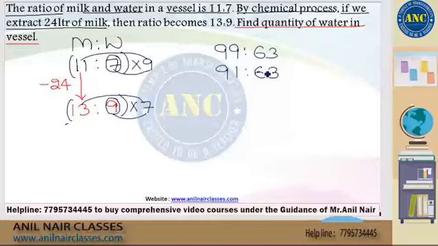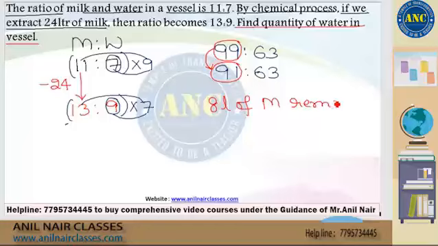Water is not changing if you observe carefully. Can I say that initially it is 99 liters of milk, finally it is 91 liters of milk? That means according to my assumption, I took out 8 liters of milk. I removed 8 liters of milk.